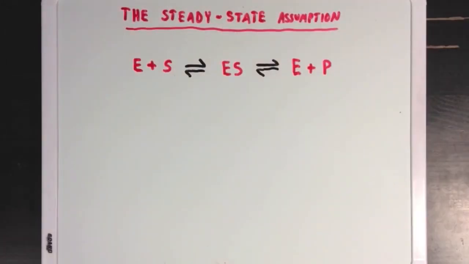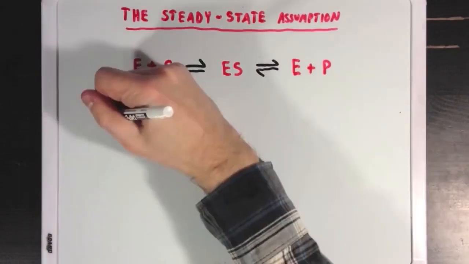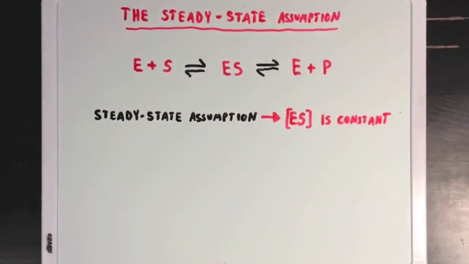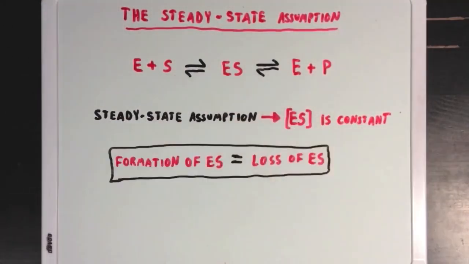Now, when we use the term steady state, what we mean is that we're at a point where the concentration of ES, or enzyme substrate complex, is constant, which means that the formation of ES is equal to the loss or dissociation of ES. Now, notice that I've used equilibrium arrows between these steps, and that was to show the idea that these reactions, like any reaction, can go forwards or backwards.